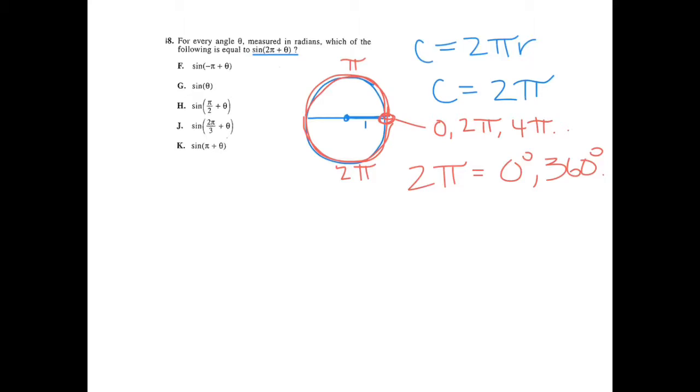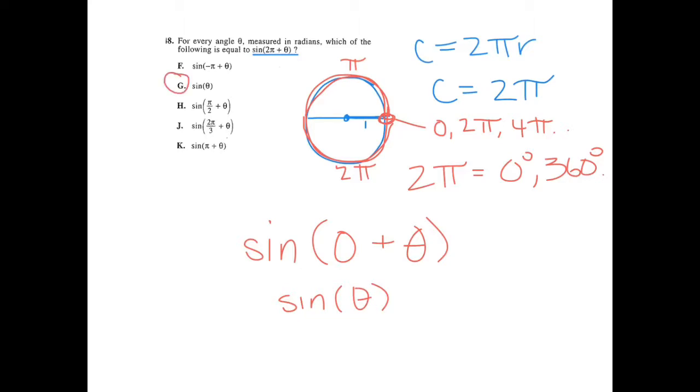So if 2 pi can equal 0 degrees, then we're having sine of 0 plus theta. So this is going to equal sine of theta. Another thing to know is that 2 pi is the period of sine, so it's just going to shift your graph over to translate to another graph.